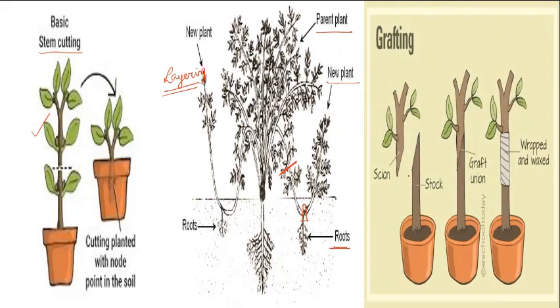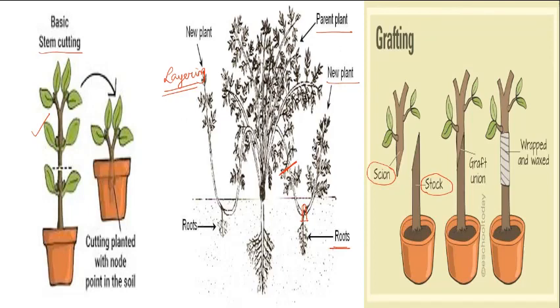Grafting technique is where you take the root system of a plant, which is termed as stalk, and the shoot system of another plant, probably a large tree. Large trees are actually the ones that undergo this process of grafting. This technique is followed for large trees.